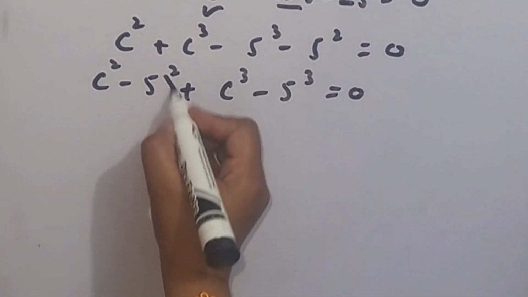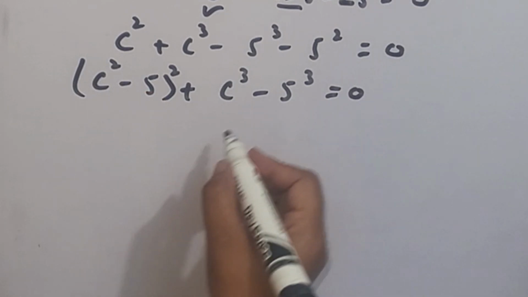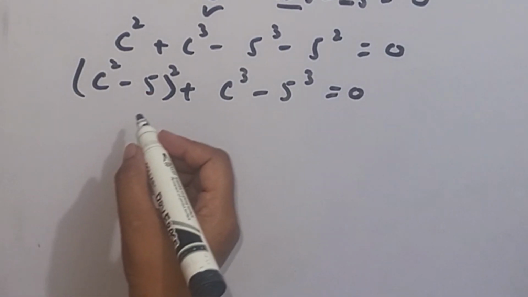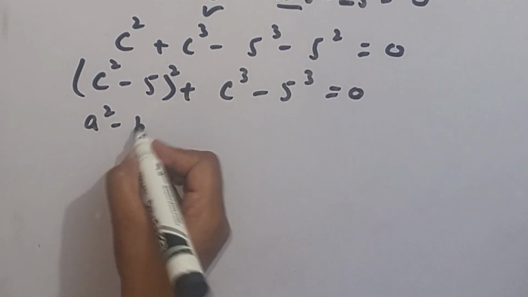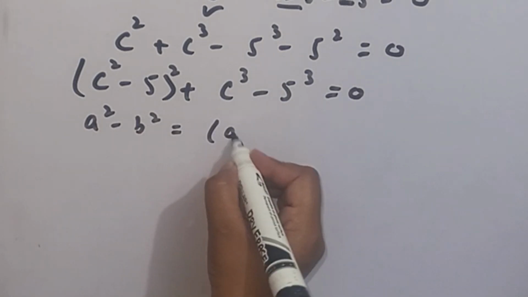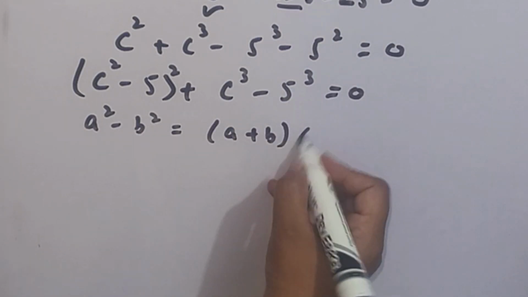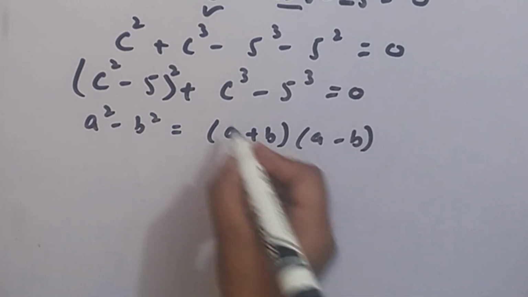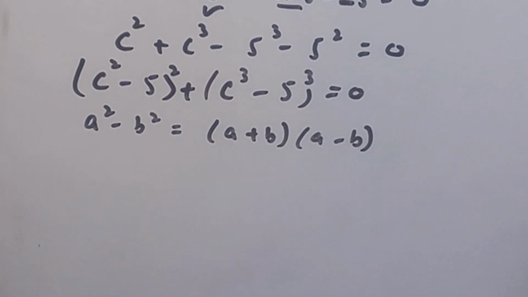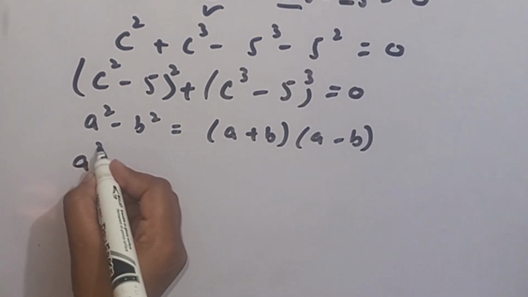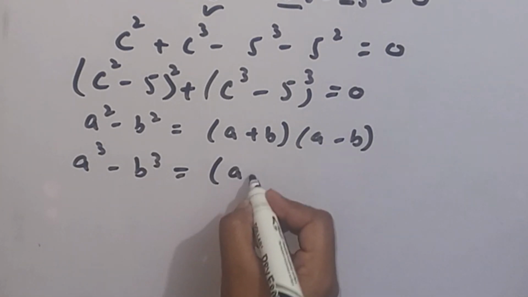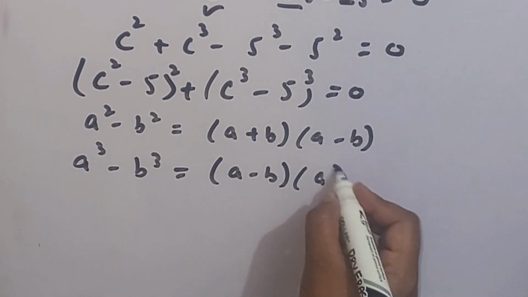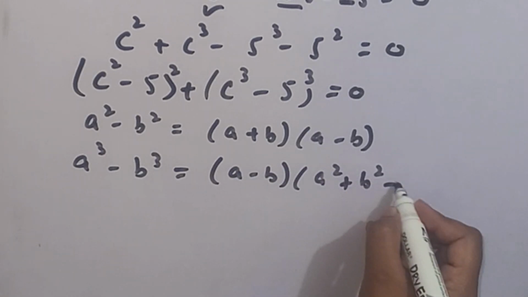Look at the first two terms. Here we use the identity a square minus b square, which, as we know, is equal to a plus b multiplied by a minus b. Look at the last two terms. Here we use the identity a cube minus b cube, which is equal to a minus b multiplied by a square plus b square plus the product of a and b.